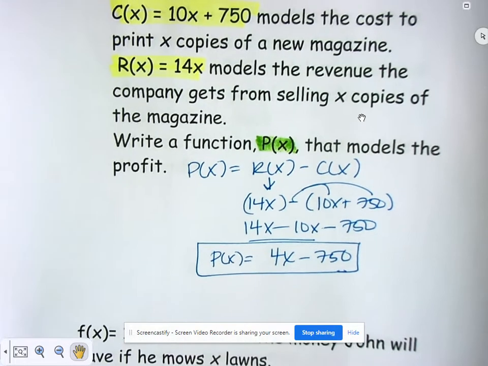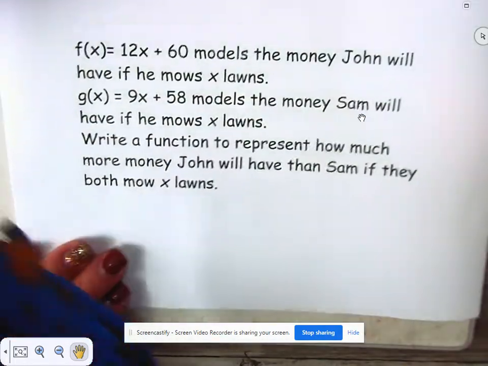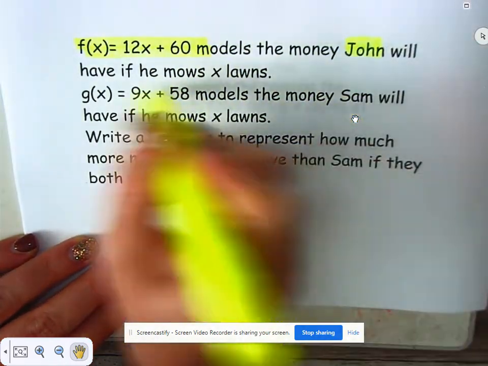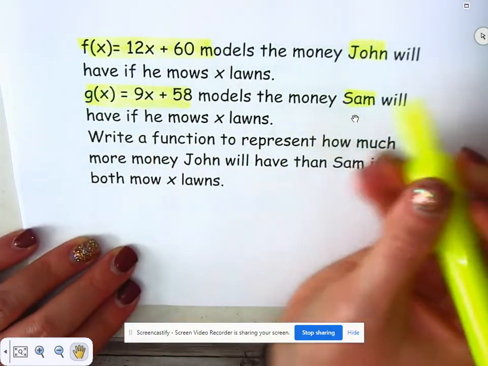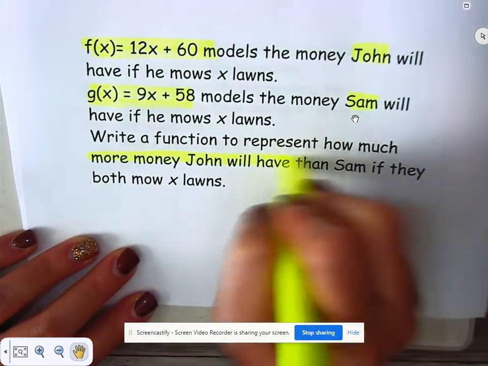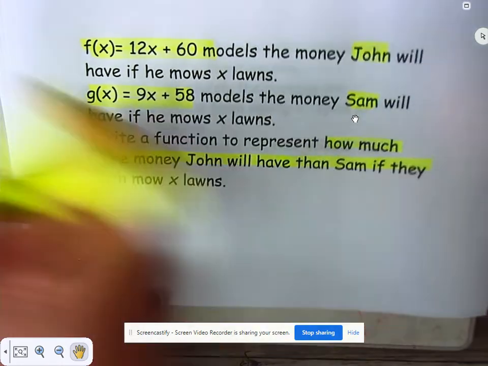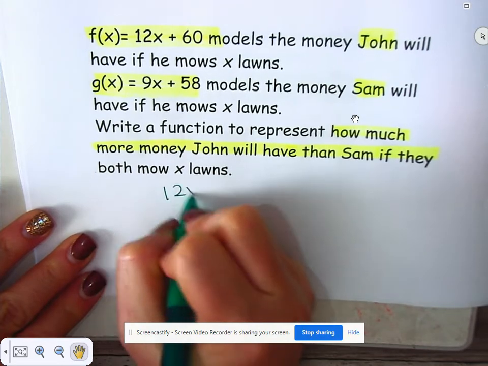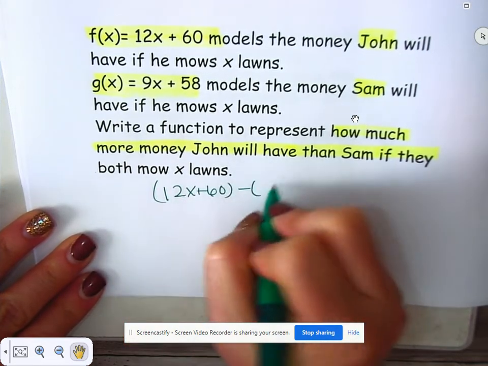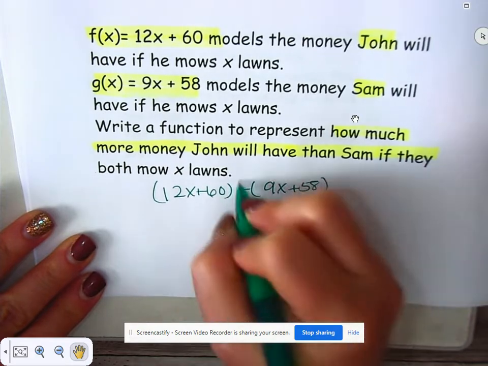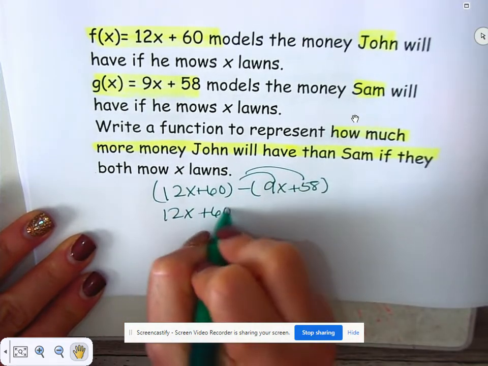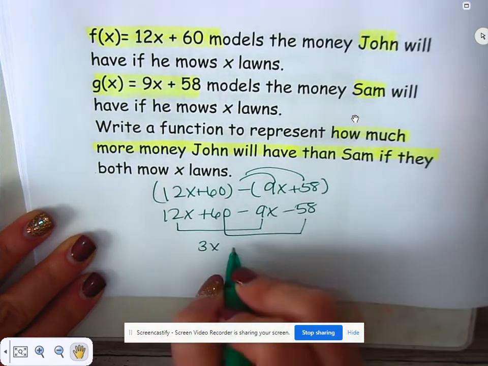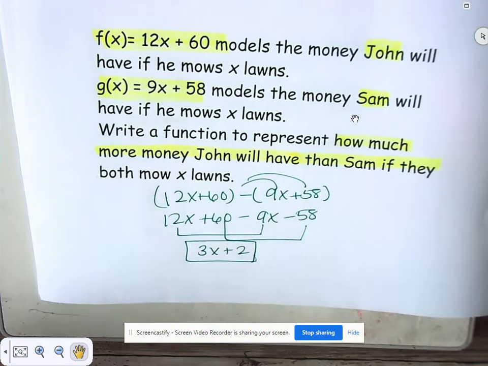All right, so keep going. Next one, read through the problem and see what's important. F of x is John again. G of x is Sam, and they want to know how much more money John will have than Sam. So again, we're going to subtract. So we're going to say John minus Sam would be 3x plus 2.